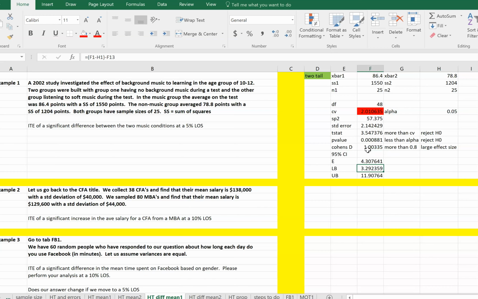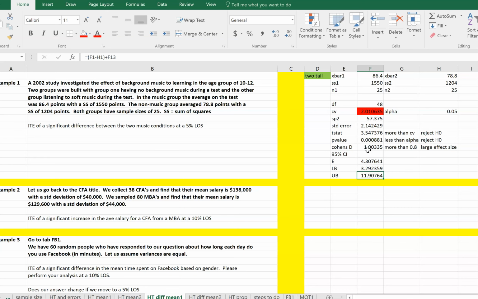Bottom line, because we rejected, we had to find the true differential. If this study was done over and over in a large mass, I have 95% confidence that the true population difference would be between 3.29 and 11.91 points. Awesome. All right, guys. We're going to speed through the next one.